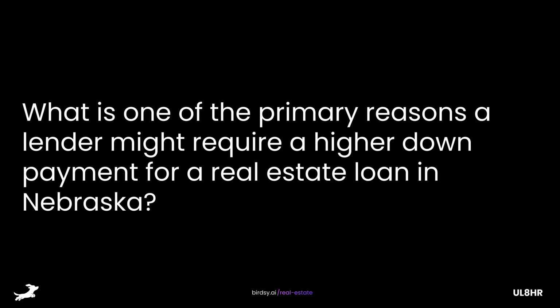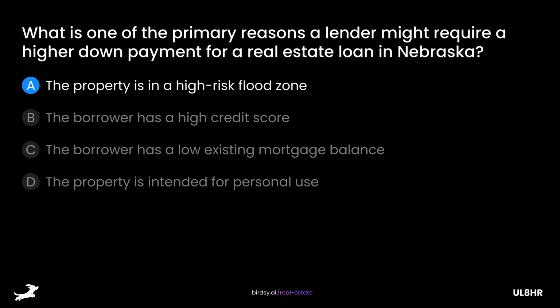What is one of the primary reasons a lender might require a higher down payment for a real estate loan in Nebraska? Is it A. The property is in a high-risk flood zone, B. The borrower has a high credit score, C. The borrower has a low existing mortgage balance, or D. The property is intended for personal use?